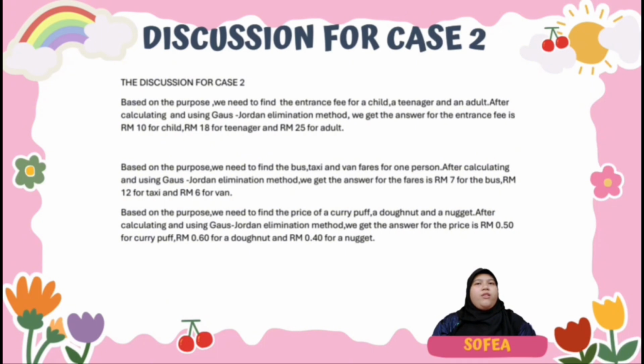Okay, for the last question, question 3, based on the purpose, we need to find the price of a curry puff, a donut and a nugget. After calculating and using the Gauss-Jordan elimination method, we get the answer for the price is 50 cents for curry puff, 60 cents for donut and 40 cents for a nugget.